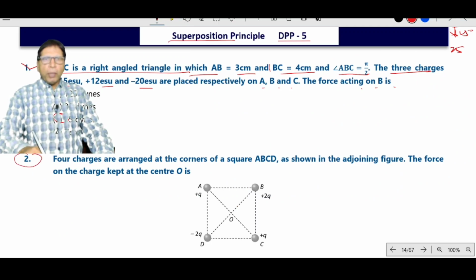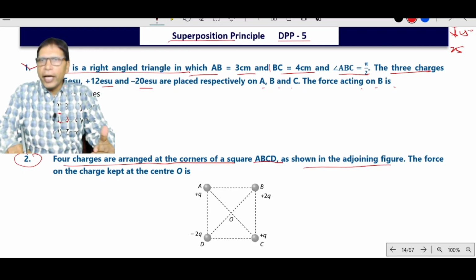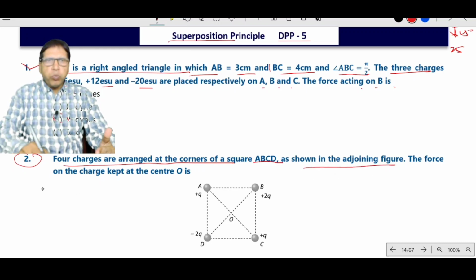Question number 2. Four charges are arranged at the corner of a square ABCD as shown in the adjoining figure. The force on the charge kept at the center is, suppose here Q0 charge is present. So 2Q charge repels Q0 charge along this direction. 4Q0, this is minus 2Q0 charge attracts this charge along this direction.